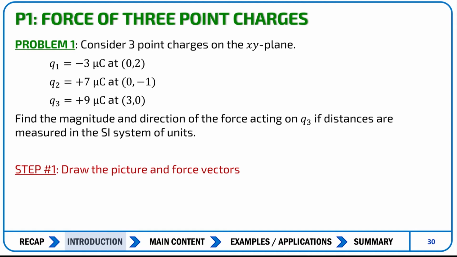Once we have that drawn out, we are supposed to find the magnitude and the direction of the force acting on Q3 if the distances are measured in the SI system of units. So first step is to draw everything out.